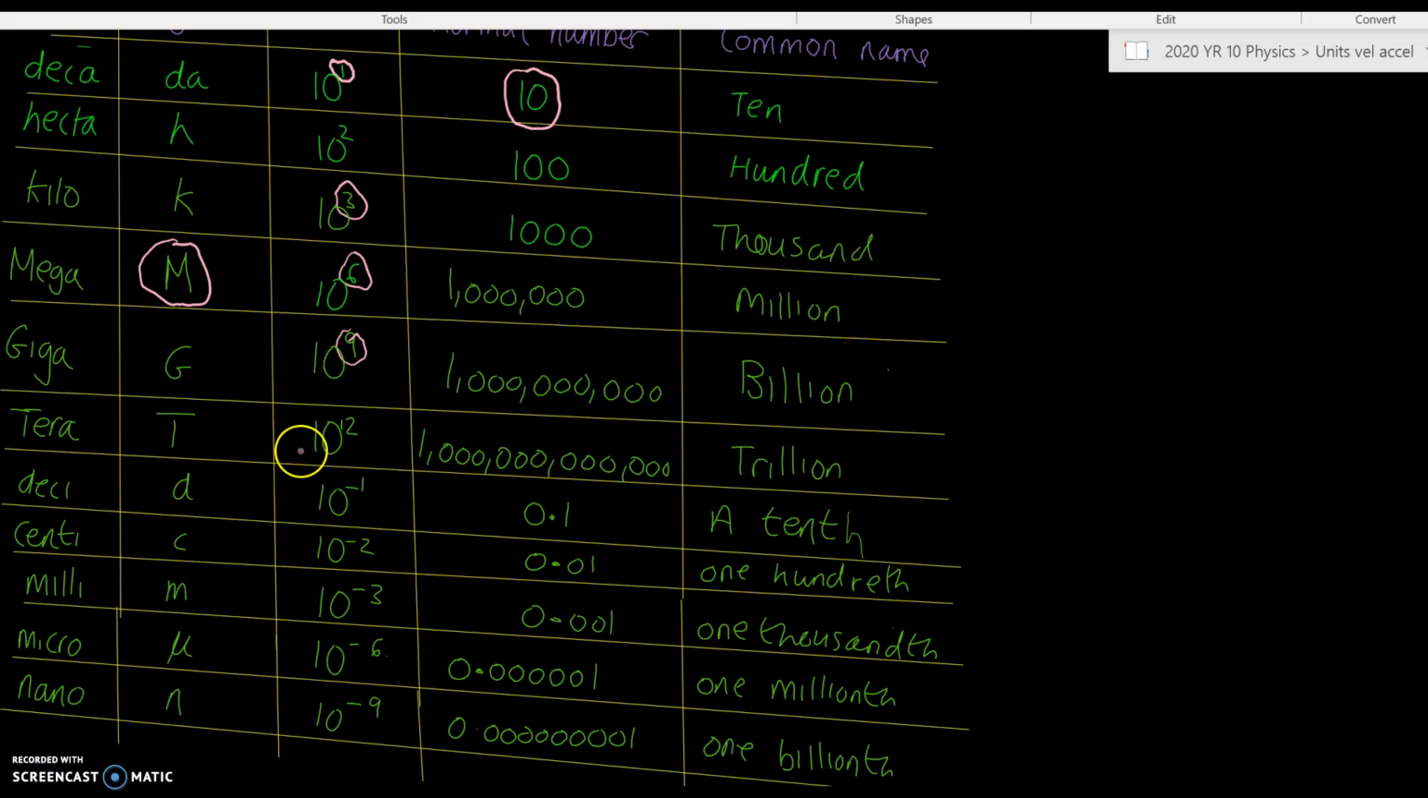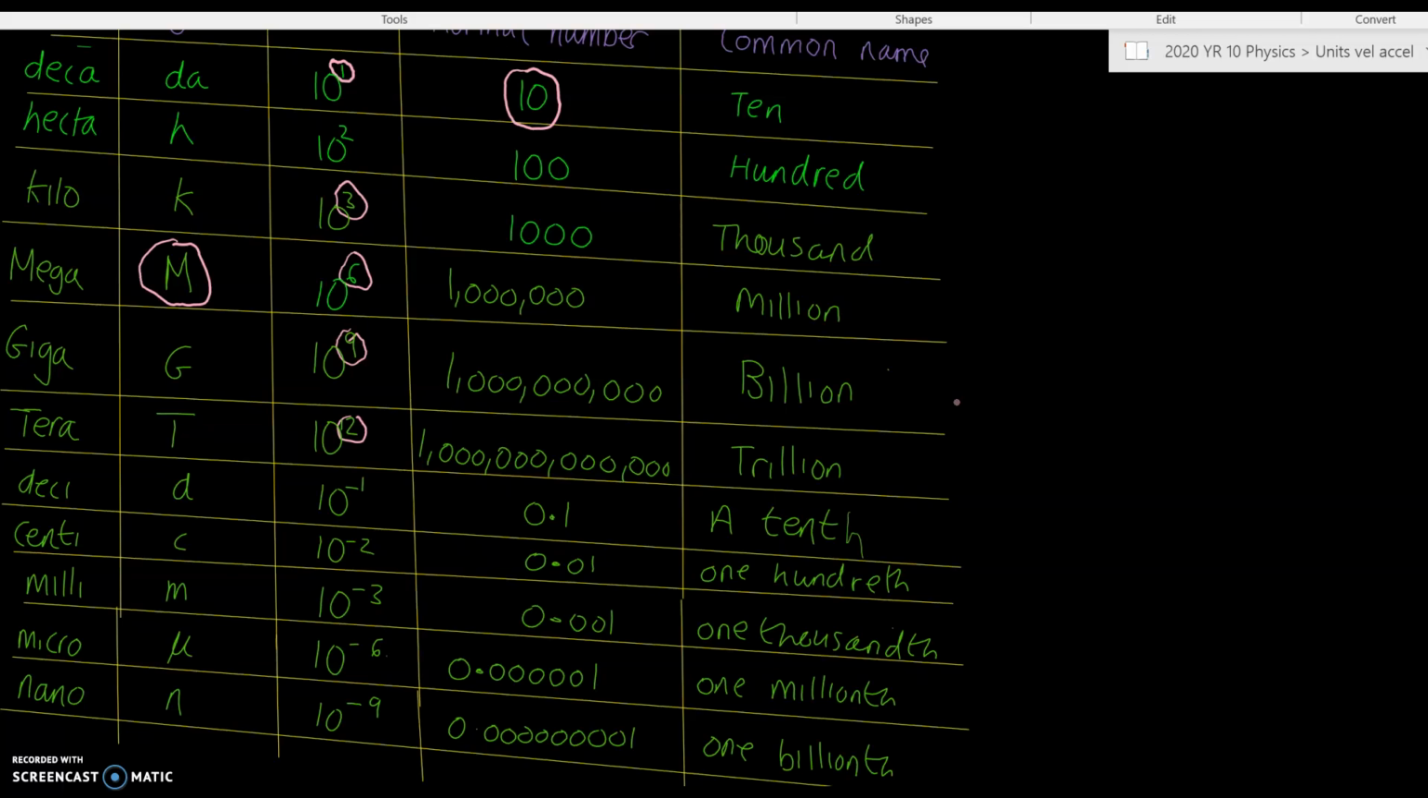And then we've got tera, 10 to the 12, another magnitude going up there. So if you like, a trillion is 1,000 billion. So you'd have 1,000 piles, with 1 billion in each of those piles. So that's as far as we're going to go up at this stage in our course.